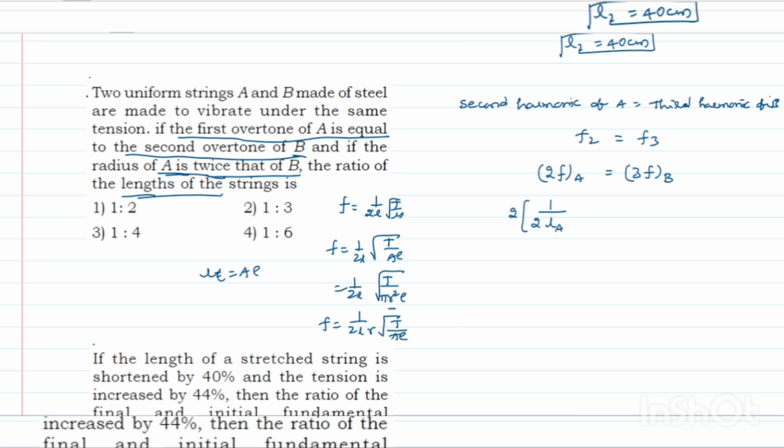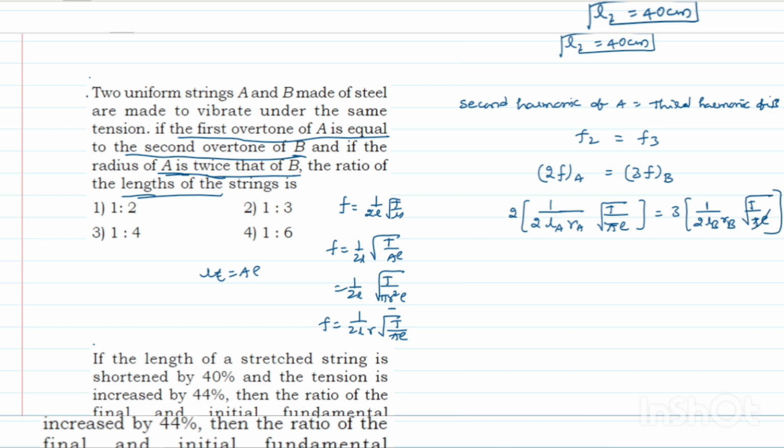Here L into r, I am just taking length of the A into radius of the A, into root over T by pi into rho, which will be equivalent to 3 times of 1 by 2 into length of the B into radius of the B into root over T by pi into rho.